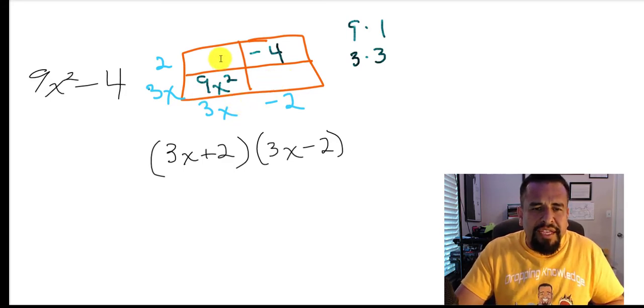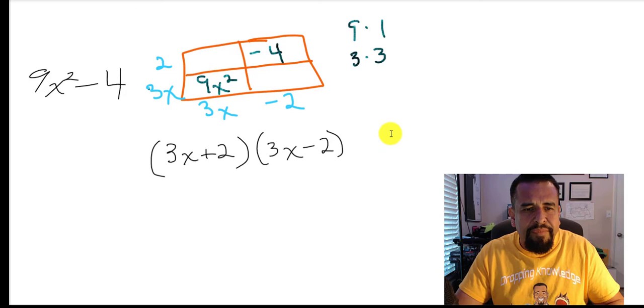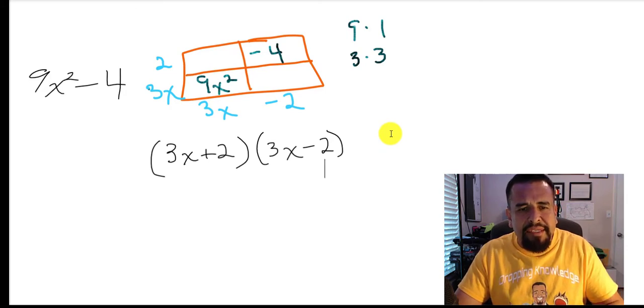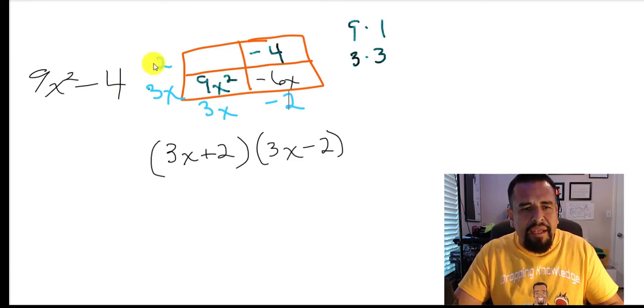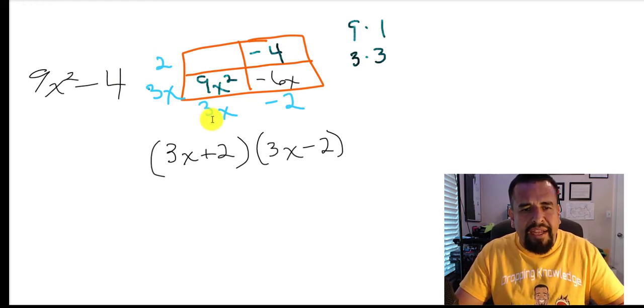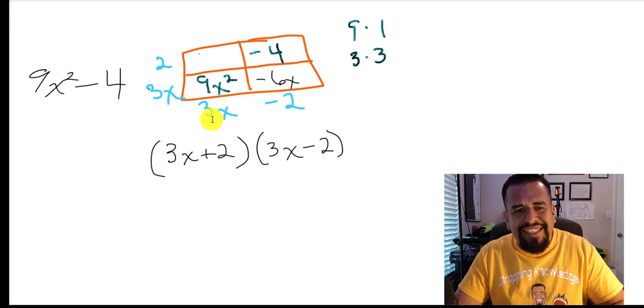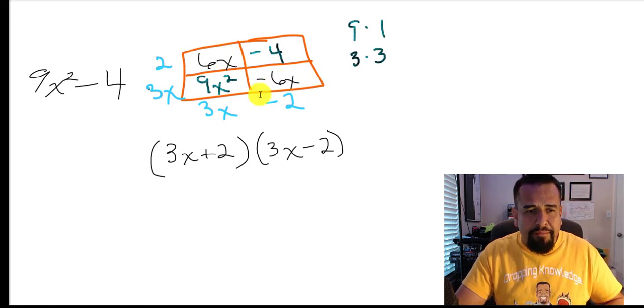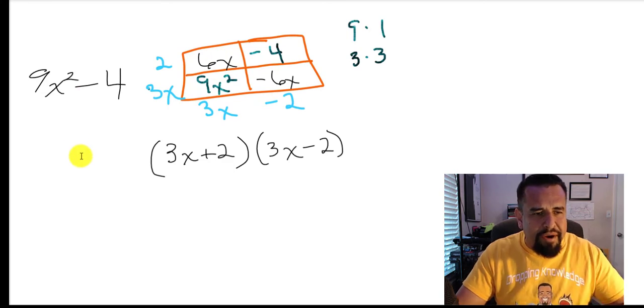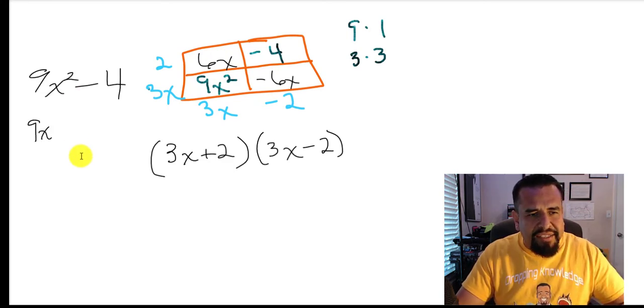Now, I don't know if it's going to work. Well, can I fill these in? Well, let's see. 3x times negative 2 will give me a negative 6x. And then this 2 right here times 3x is going to give me a 6x. All right? Now, here's the question. If I add these two up, will they equal my middle number? Well, my middle number here, remember, we have 9x squared.